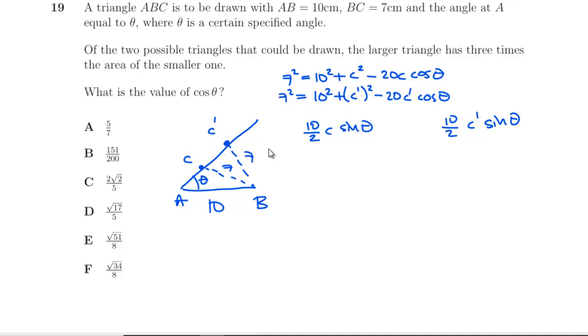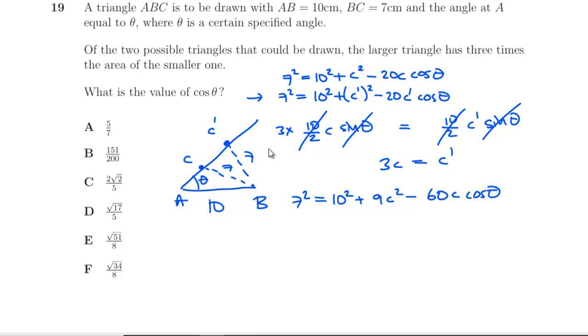And the right-hand one is 3 times the other one. So 3 times that equals that. So get rid of that, get rid of that, get rid of that, get rid of that. So I've got 3C is C prime. Okay, that's good. Then I can come back to this equation then. So I can get rid of those C primes in the second equation. 7 squared is 10 squared plus 9C squared minus 60C cos theta.